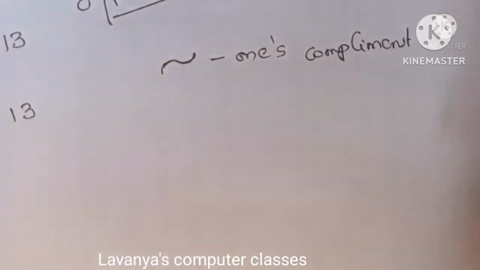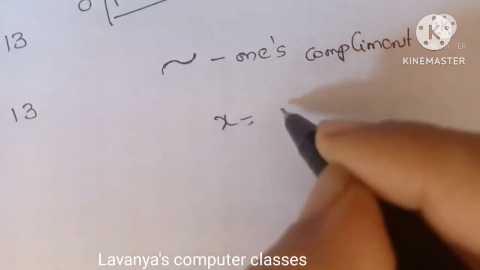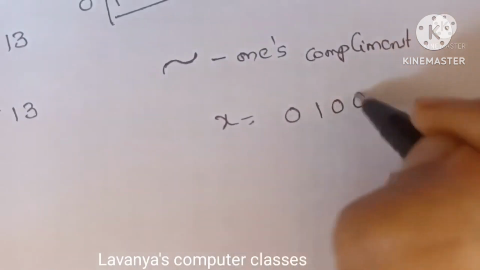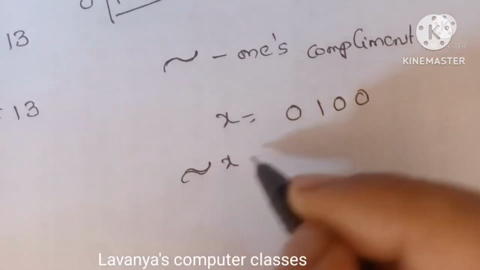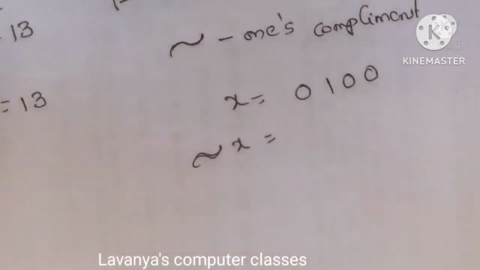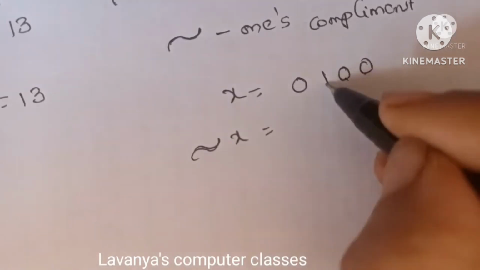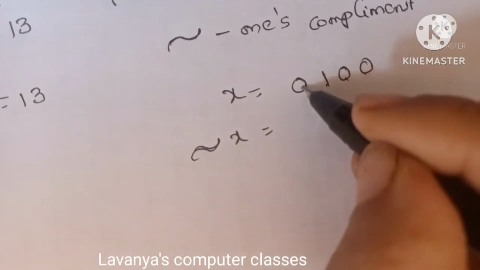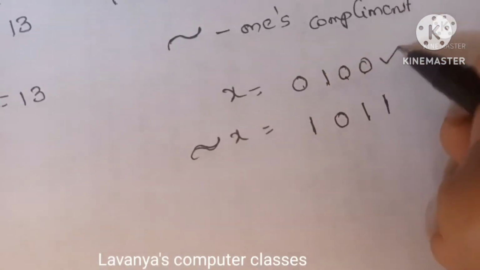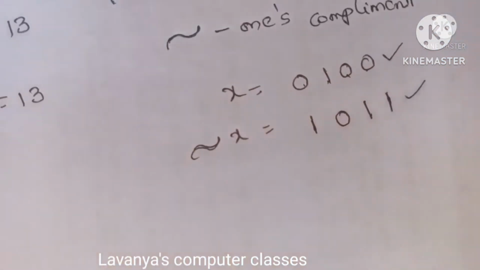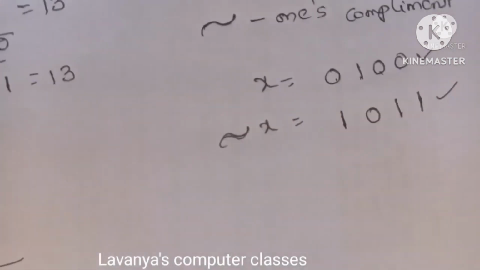What does this mean? If you are taking any value like x is equal to some 4-bit number 0, 1, 0, 0, negation of x means just 0 is changed to 1, 1 is changed to 0. So here 0 is changed to 1. Again 0, 0 is changed to 1. 1 is there, 1 is changed to 0. Again 0, 0 is changed to 1. So this is negation of x. It's very simple thing. Complement means 0 is changed to 1, 1 is changed to 0. So this is the ones complement.